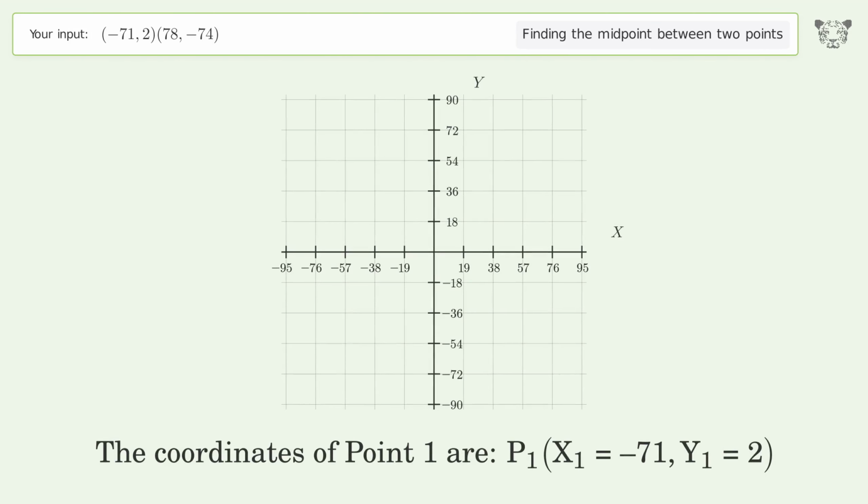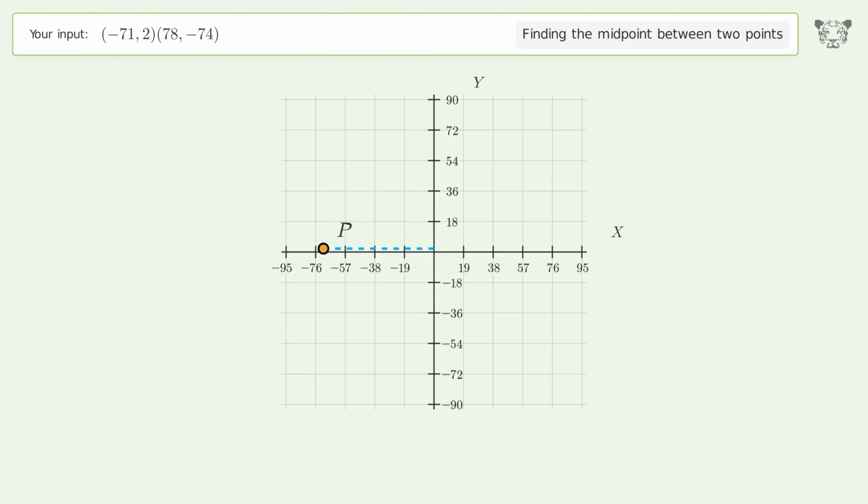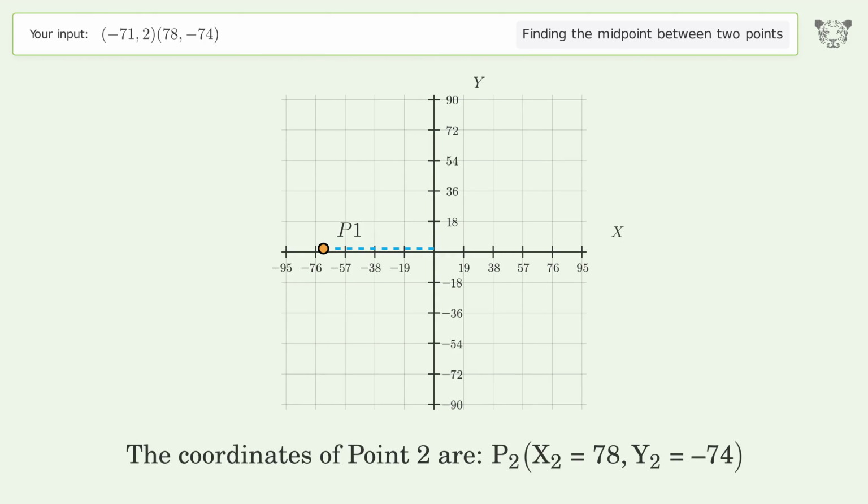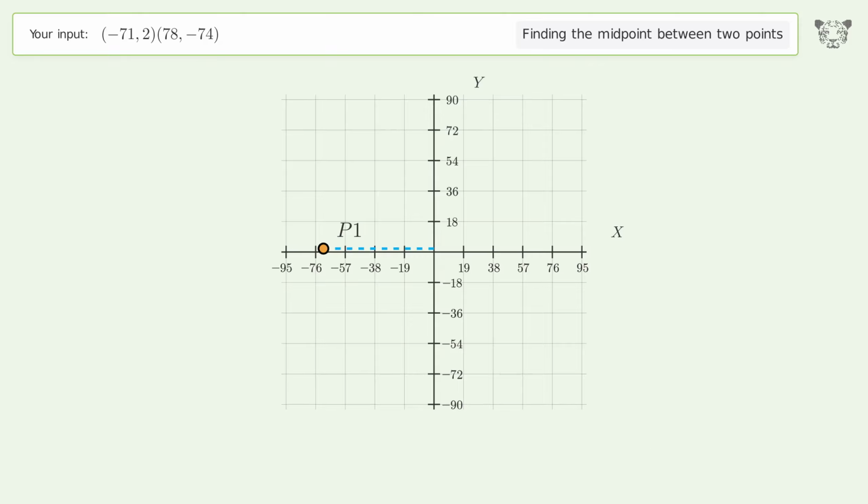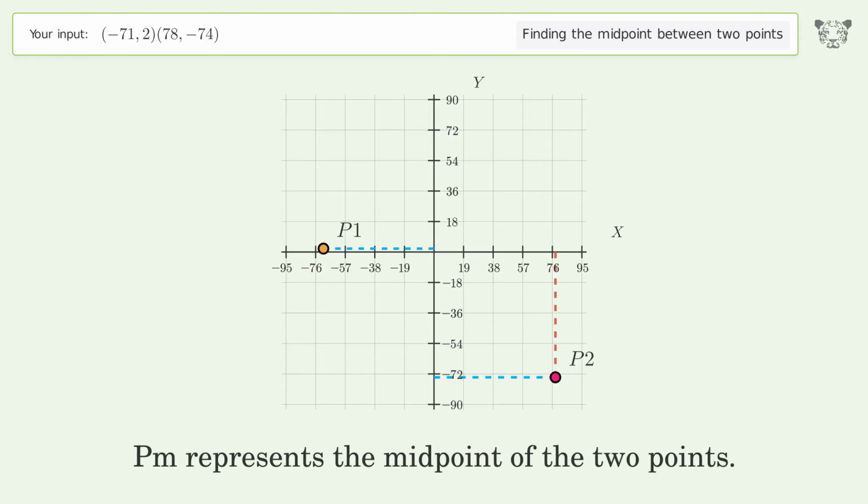The coordinates of point 1 are, x1 equals -71, y1 equals 2. The coordinates of point 2 are, x2 equals 78, y2 equals -74. PM represents the midpoint of the 2 points.